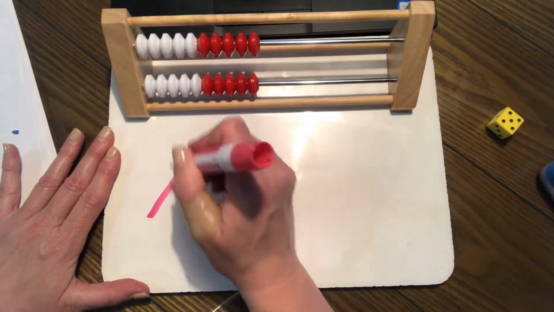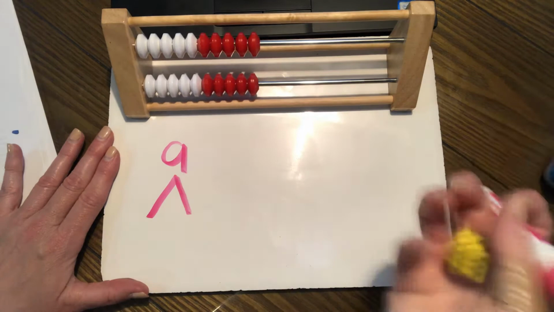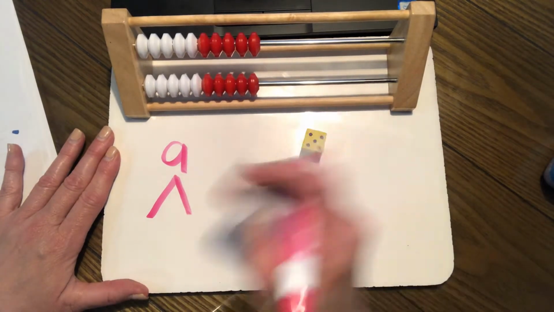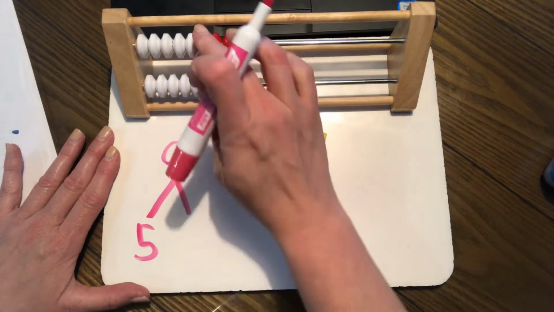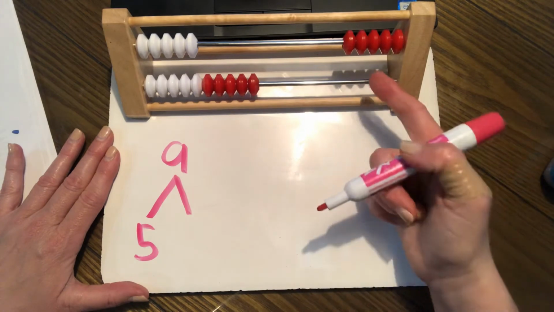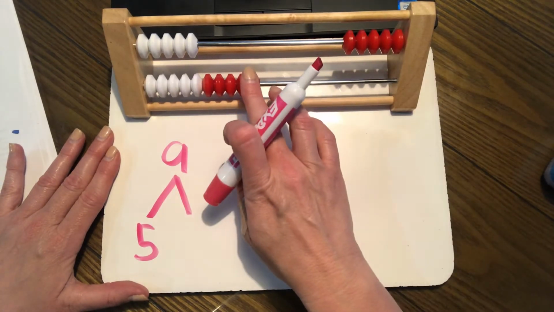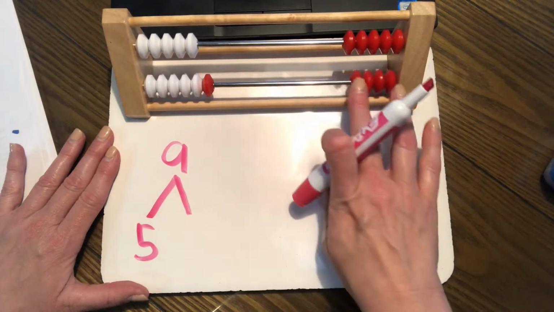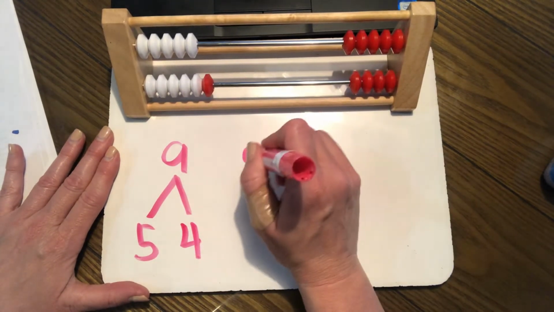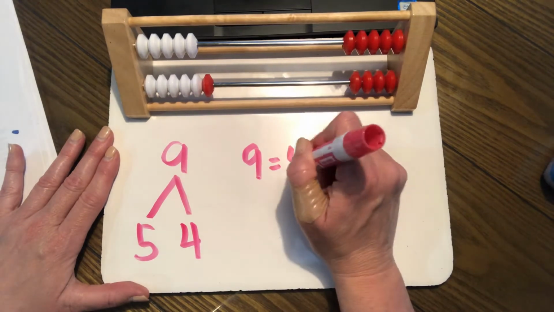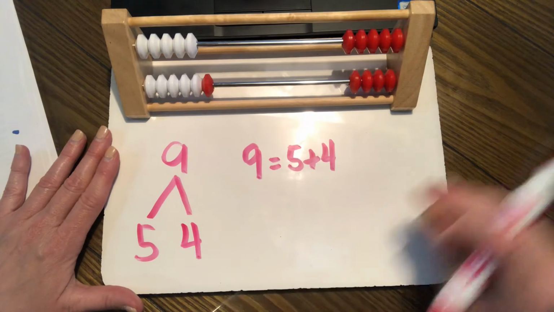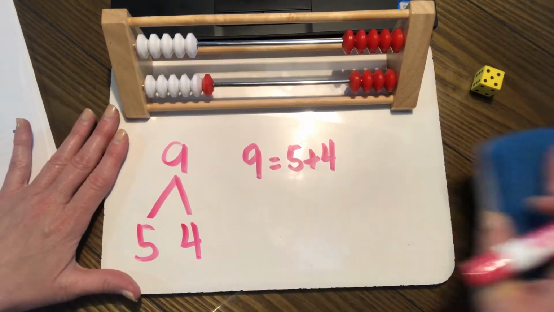Okay, this time I want us to build 9 again. Let's see if I can roll a different number for my part. Oh, still a 3. Let's do something else. Ooh, 5. That's a good one. How many more, if I started at 5, will it take to make 9? 5, 6, 7, 8, 9. Boys and girls, I moved over 4 beads. So 4 was my missing part. 9 equals 5 plus 4. I can put those together just like that.